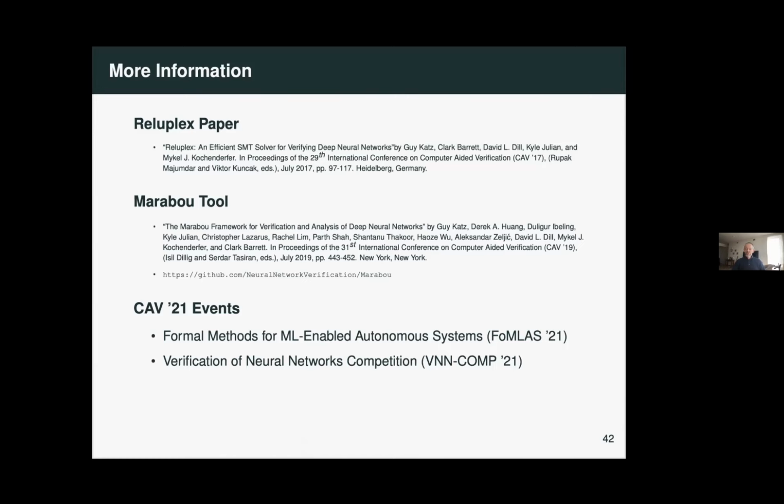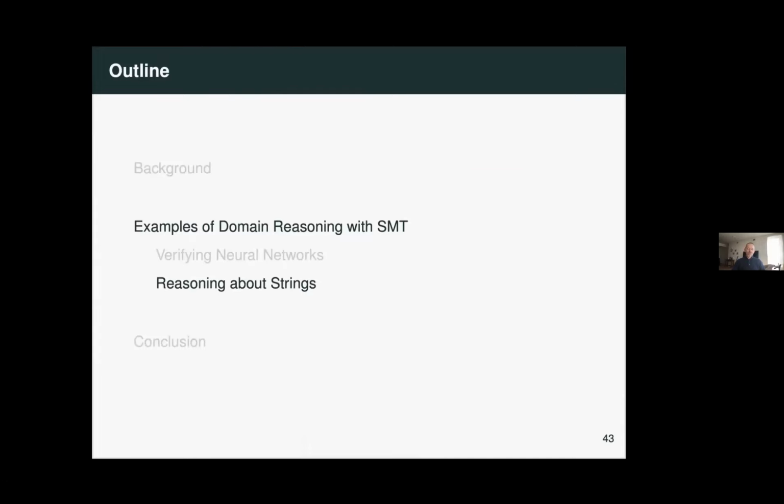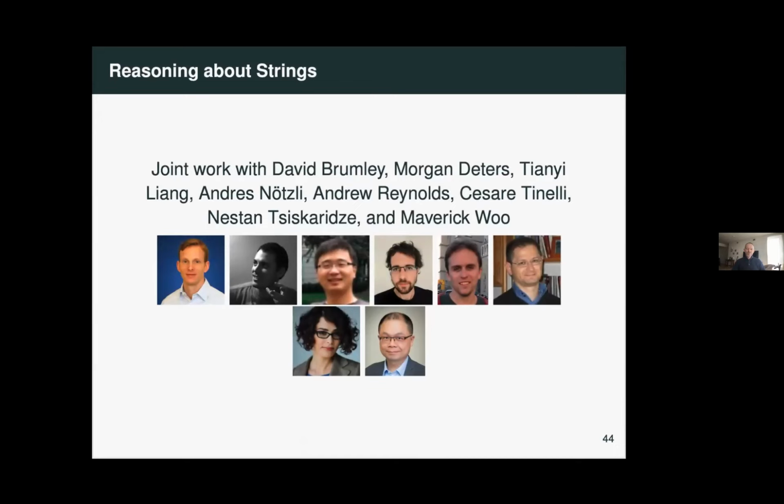Great. So that was the first thing I wanted to tell you about. So let's move on to another example. This is joint work with a number of people, David Brumley's group at CMU, some students back at NYU, and also at University of Iowa and at Stanford. So a lot of people working on this problem.